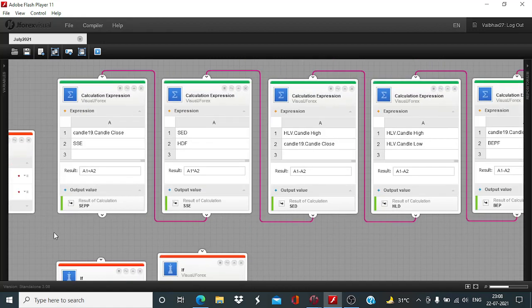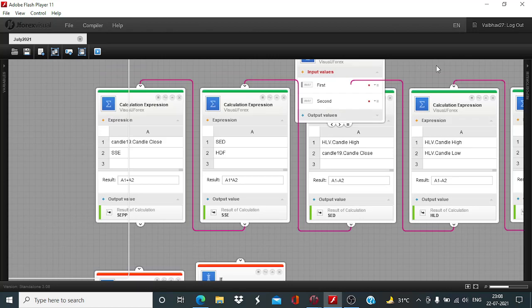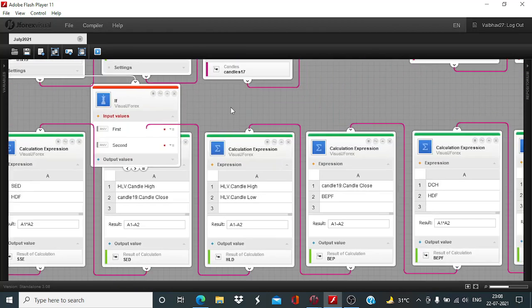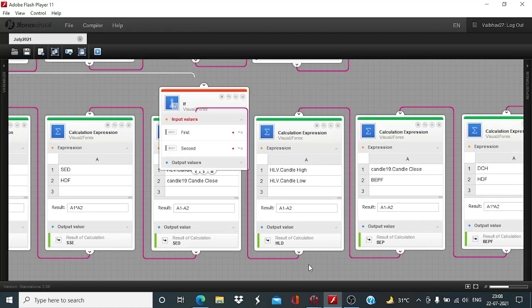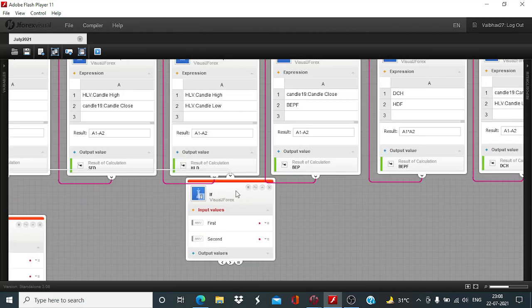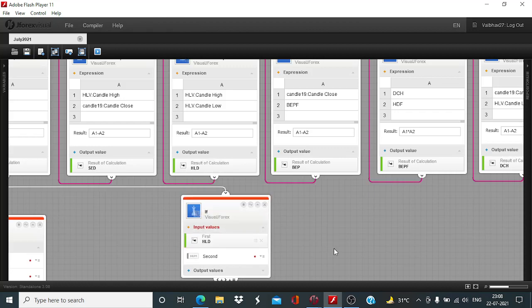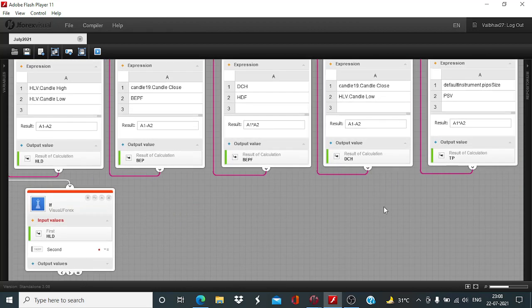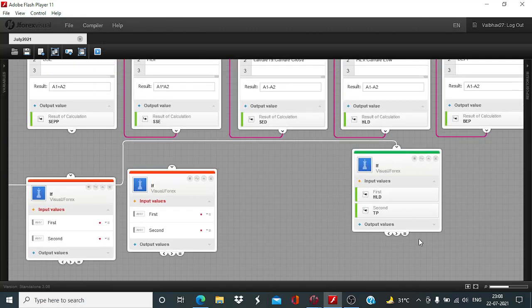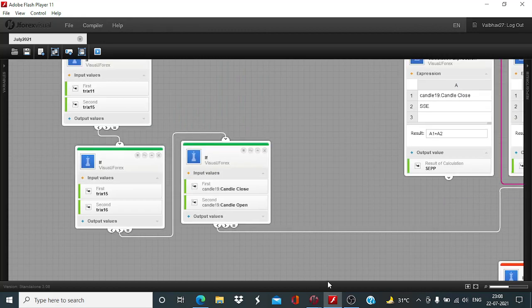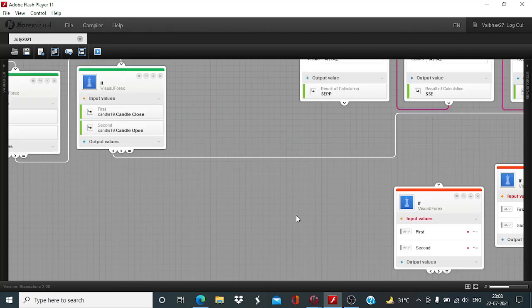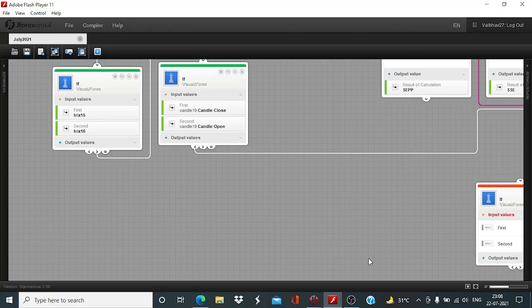And added condition of volatility. So we are going to need the HLV's high and low difference to be more than 20 pips. So we have to compare this value with TP, and HLD needs to be higher than TP. First input greater than second input. So with this we have defined the conditions.